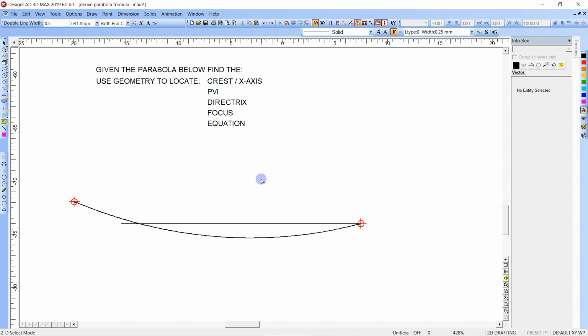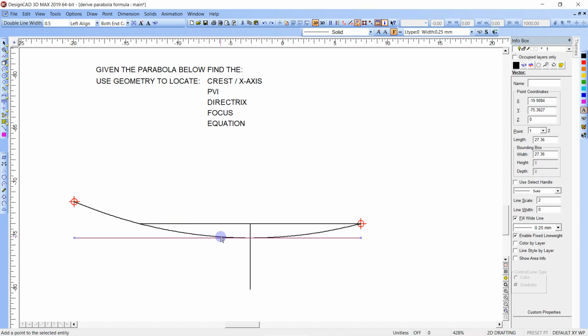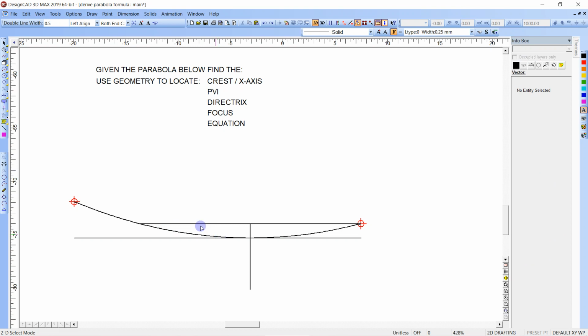So we're going to draw a horizontal line right here. We're going to trim it at the parabola. Control Y. That's what we did there. And then we're going to divide that perpendicular bisector right there. Control Y. And that's going to give us a drop. And where that intersects the parabola, that's the crest. Control Y. And from that point, we're going to draw a horizontal line all the way across. And it's actually two line segments.